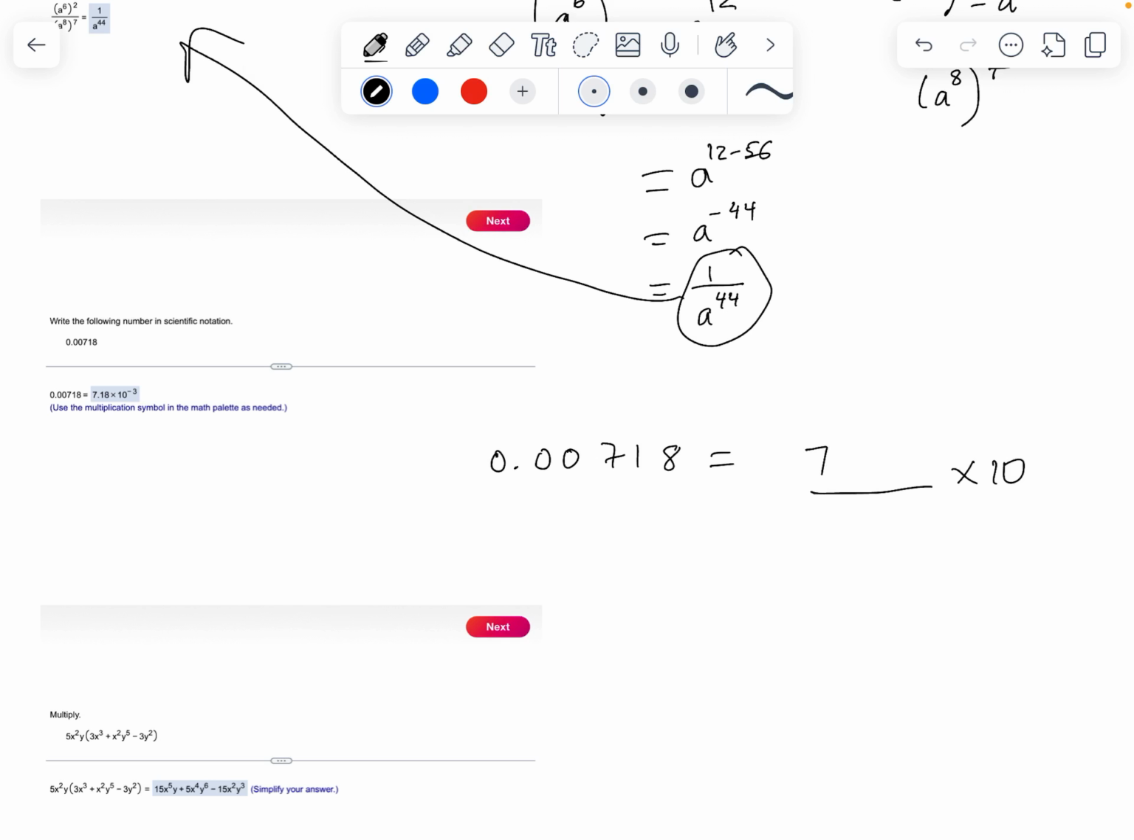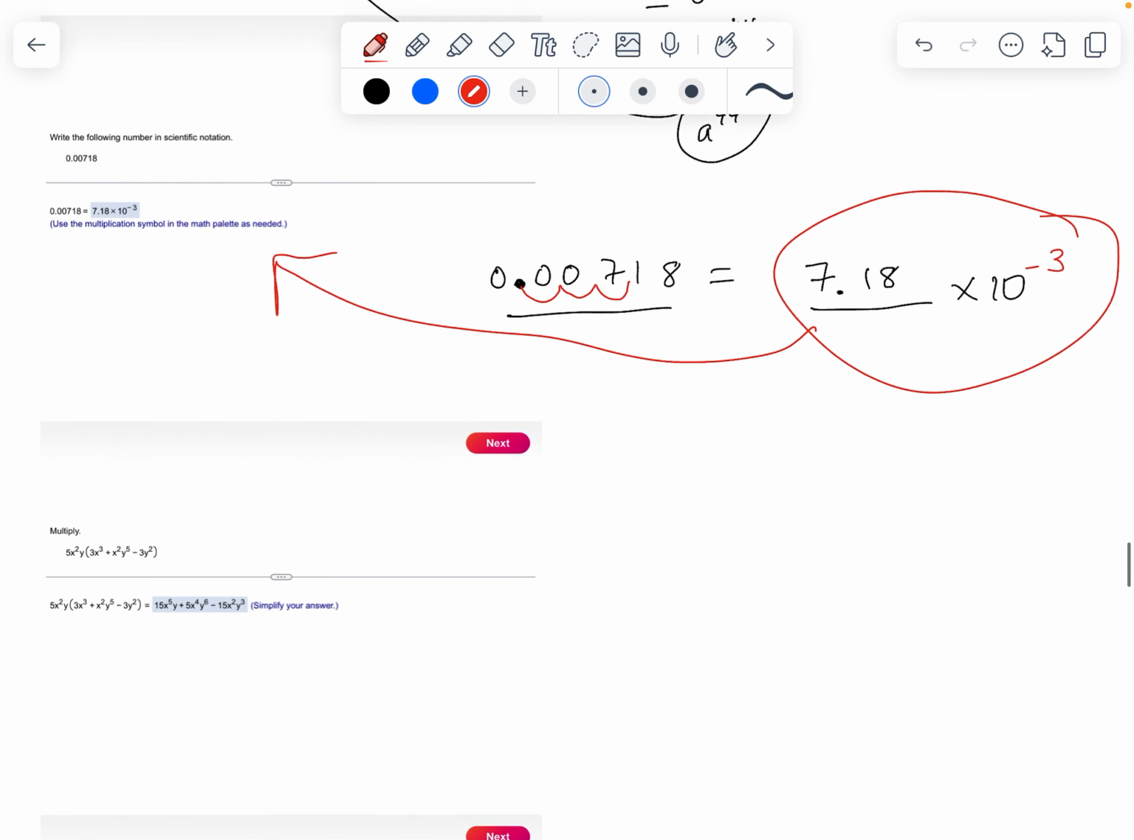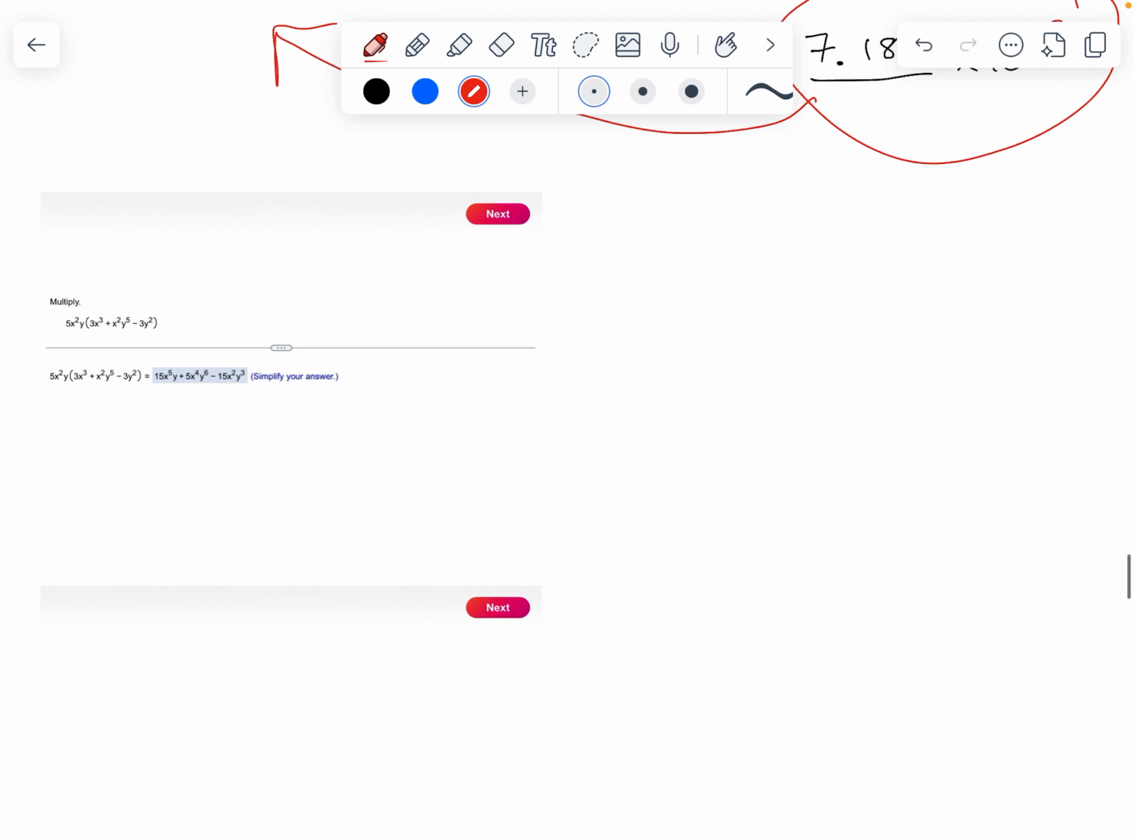So here the first non-zero digit will be 7. So I'll put 7 point, everything that follows. Now I know the original decimal was here. How many digits did I skip to bring that decimal past 7? It's 1, 2, and 3. Since I skipped 3 like that, I'll put a minus 3 here. That'll give your scientific notation of this number.